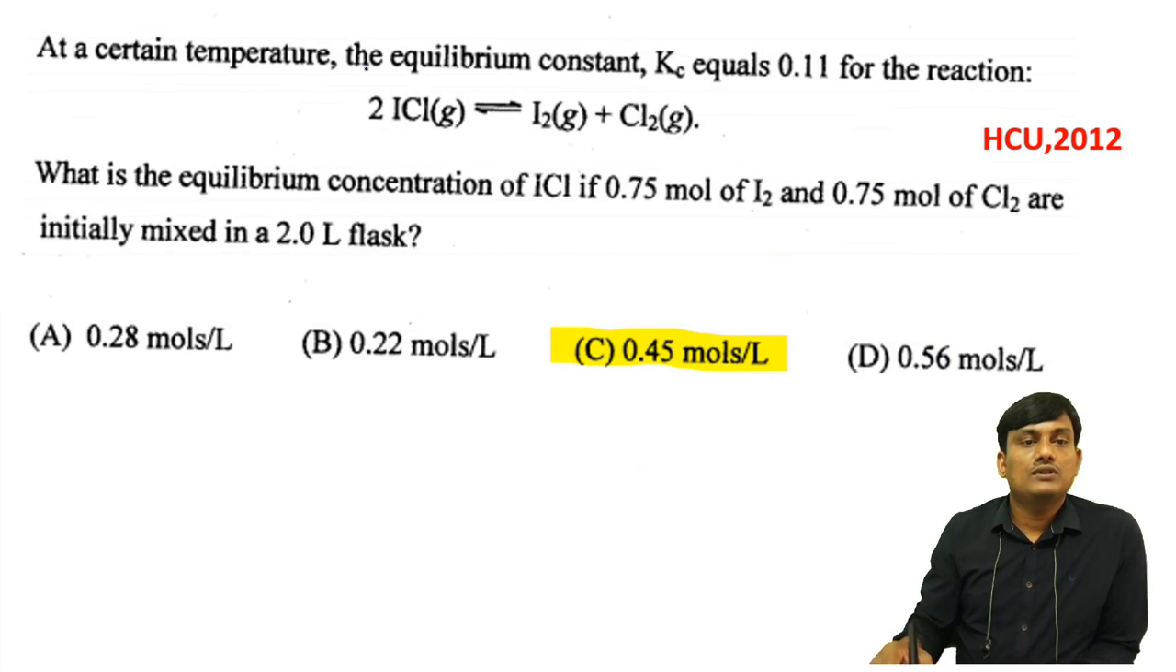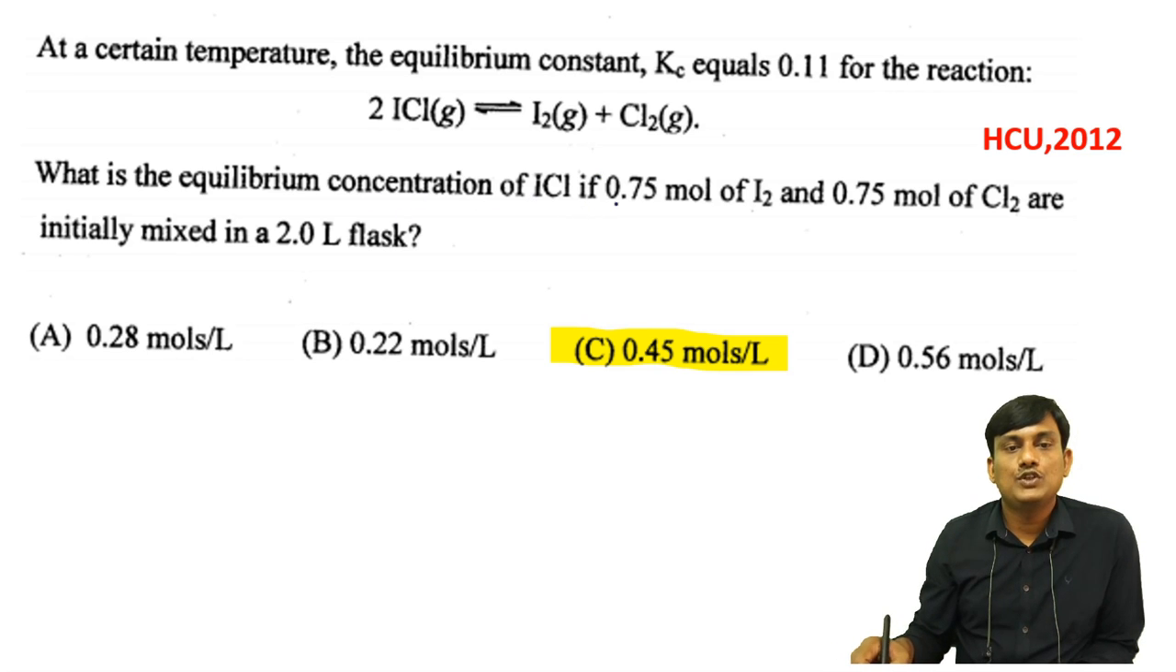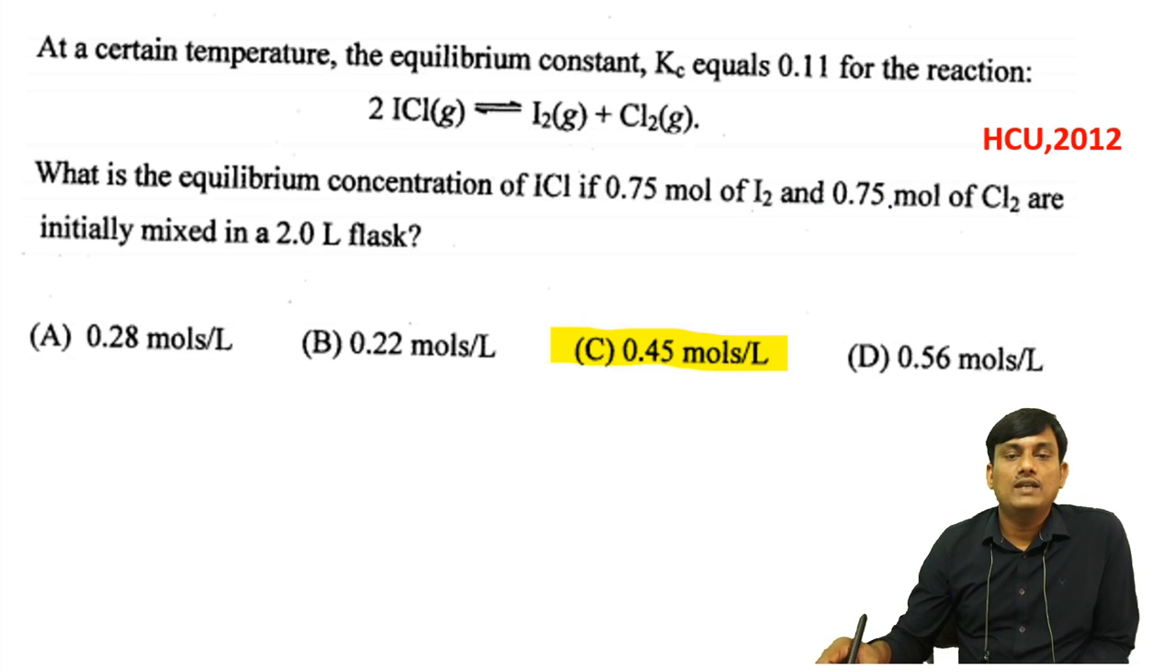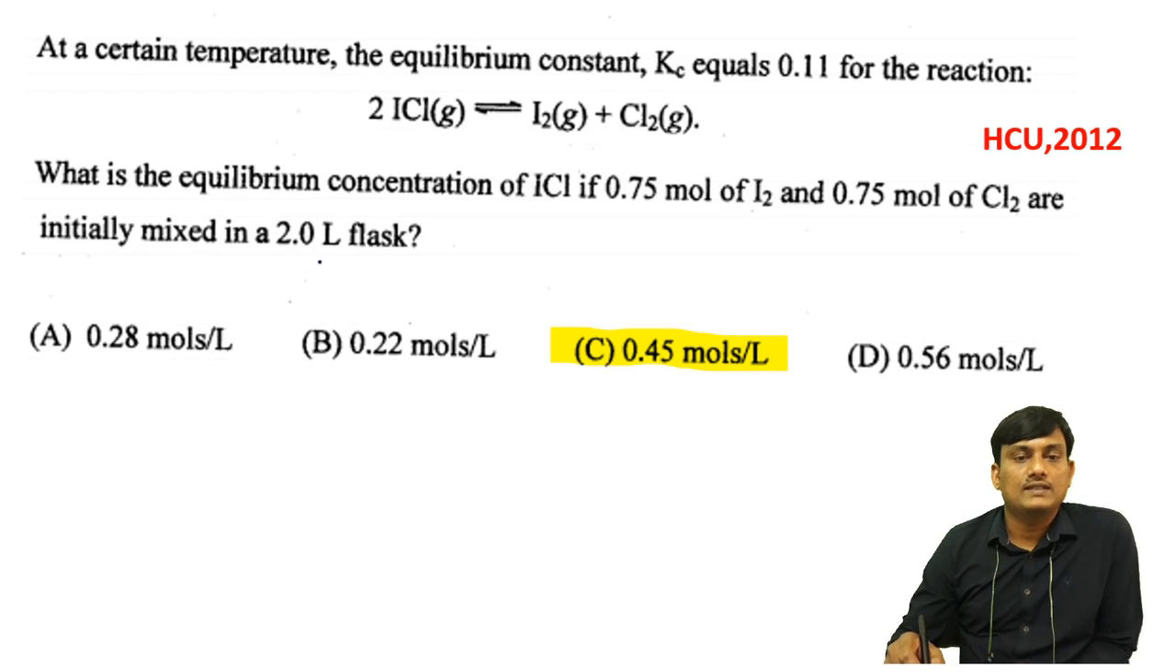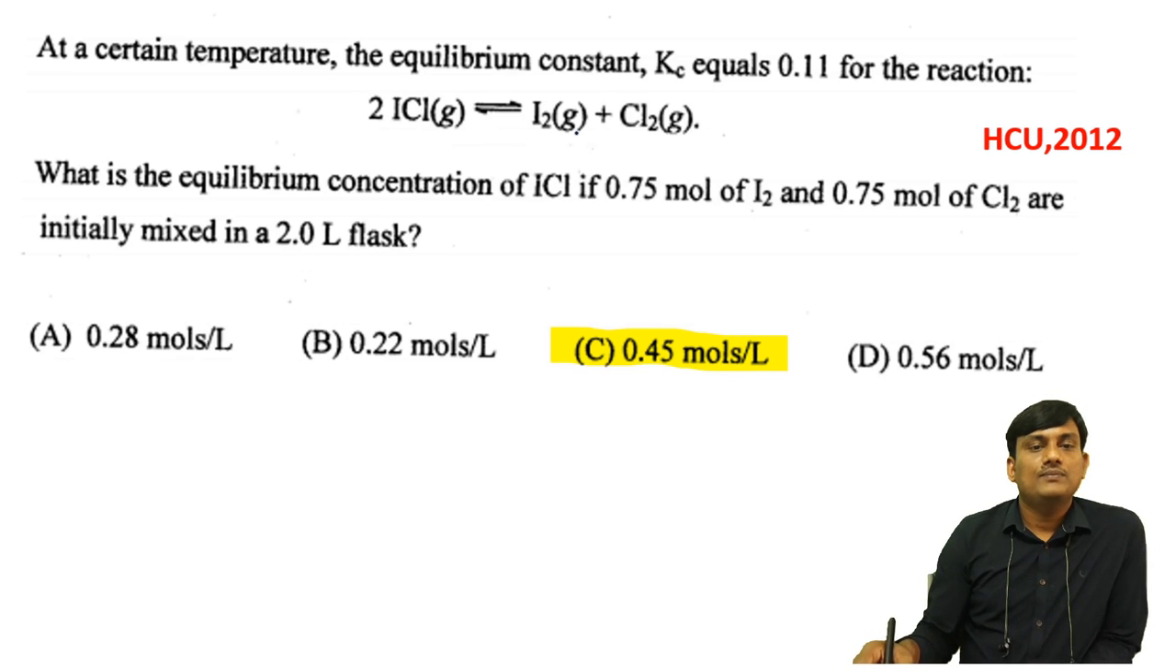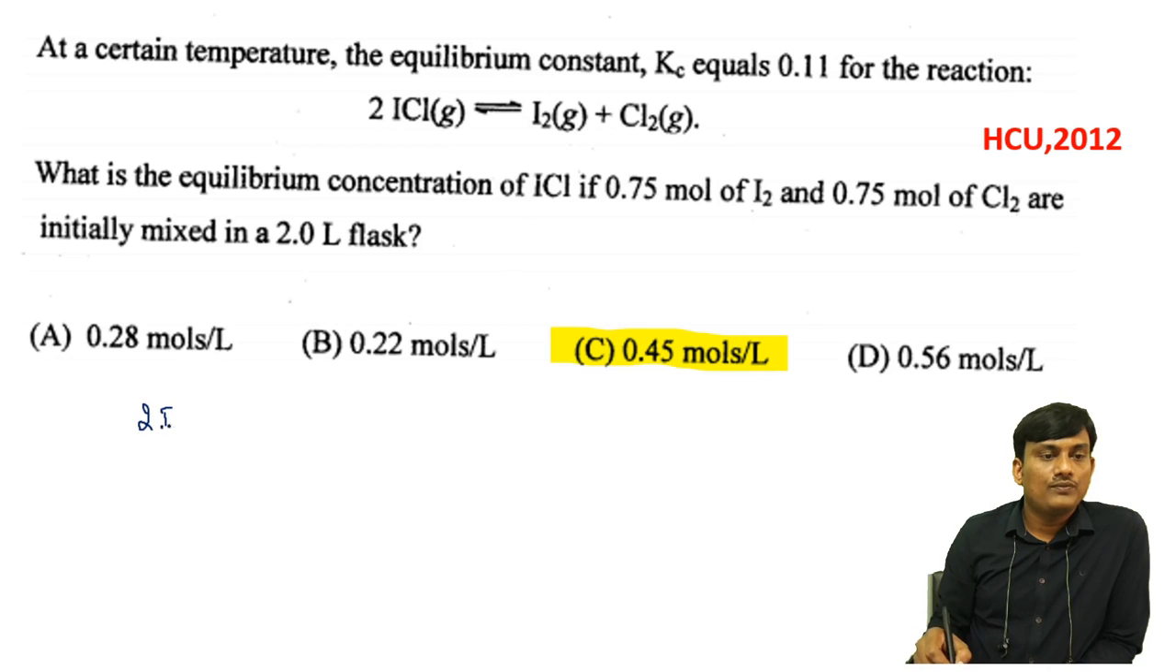At a certain temperature, the equilibrium constant Kc equals 0.11 for the reaction. What is the equilibrium concentration of ICl if 0.75 mole of I2 and 0.75 mole of Cl2 are initially mixed in a 2.0 liter flask? So this is the reaction, and the initial concentrations are given. 2 ICl gives rise to I2 plus Cl2.